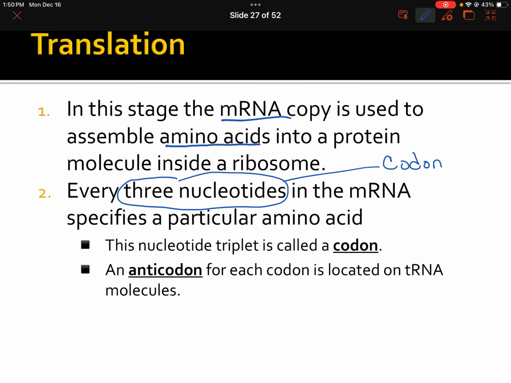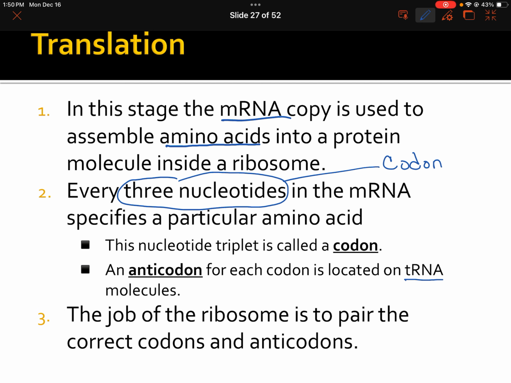It's called a codon. And then the opposite: anti means against or opposite, so transfer RNA has the anticodon, the opposite codon. We'll start to see that a little bit in action today, so it'll hopefully start to make some sense. And then the ribosomes. That's the rRNA, and its job is to pair the codons with the anticodon.